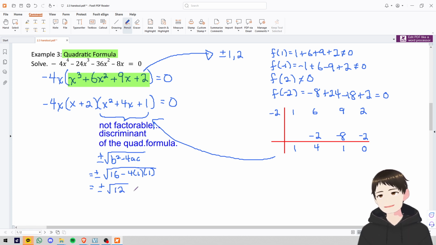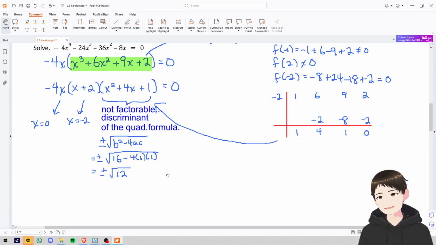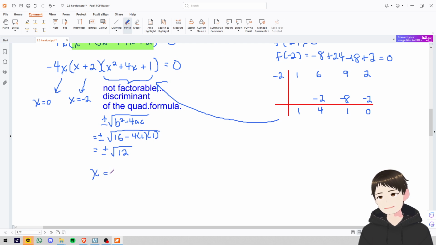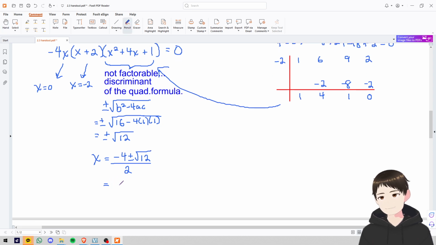It is solvable. So not only is there a root of 0 and a root of negative 2, there's going to be two more roots. X can also equal negative b plus minus the discriminant divided by 2a. And I am going to simplify that.